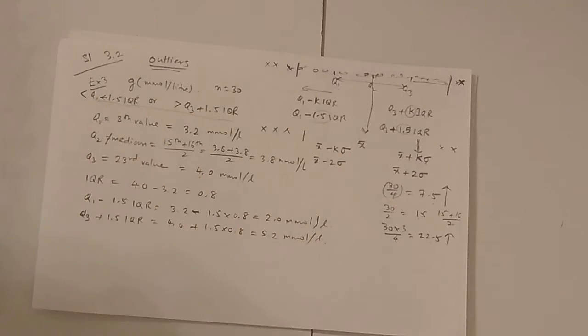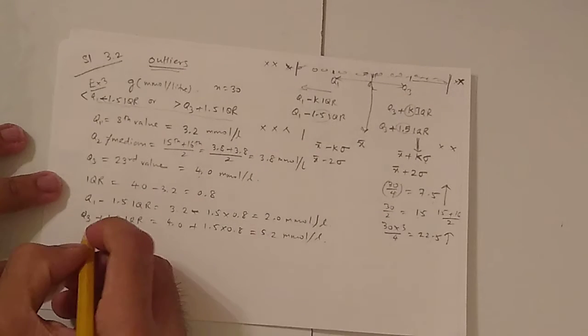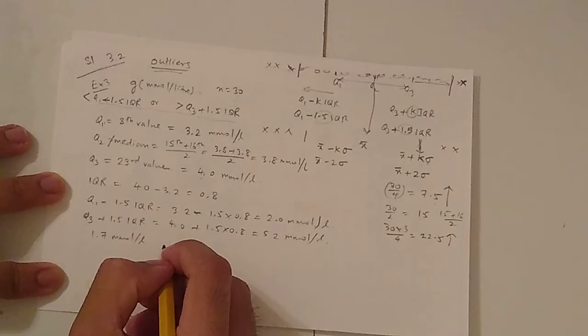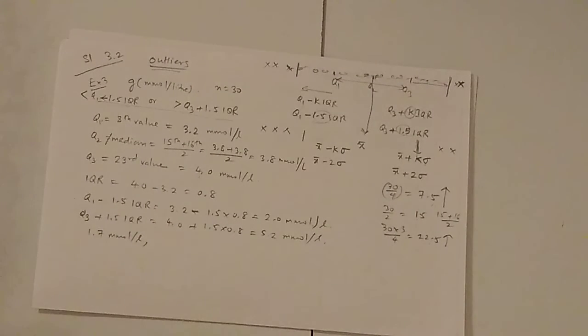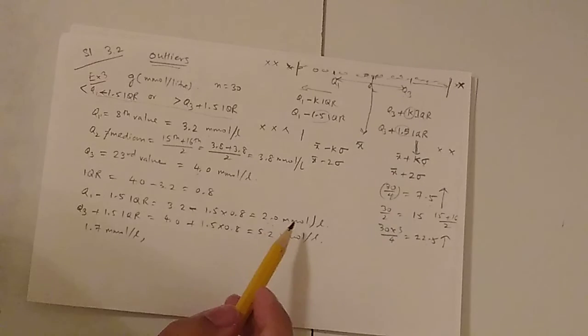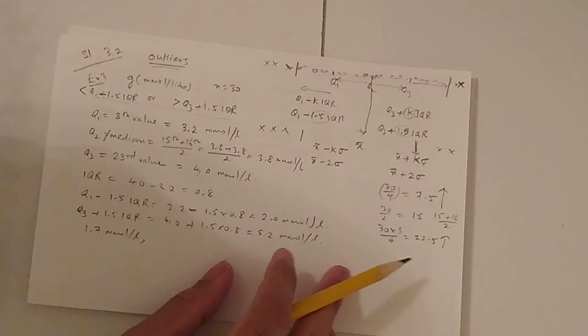And from our data, we can see that the lowest value is 1.7. Therefore, 1.7 is definitely an outlier. So 1.7 millimole per liter is an outlier. Do we have any other outliers though? After 1.7, the next value is 2.2. 2.2 is higher than 2.0, so it is not an outlier. And the rest are all okay.